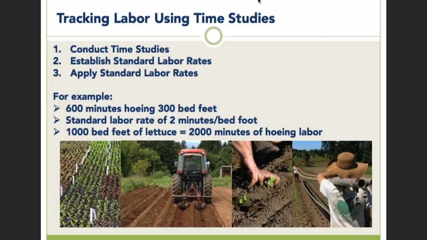So for example here, say you went out and you hoed some beds for 600 minutes. That's a long time, but it could be a whole group of people all together doing that. And you hoed about 300 bed feet. I totally made these up, so they're not based on any kind of reality, but you could then calculate a standard labor rate of 2 minutes per bed foot. And then you could take that labor rate and apply it to a specific crop that you grow. So in this case, if you had 1,000 bed feet of lettuce, then it's 2,000 minutes of labor for hoeing that crop. So, a simple concept.